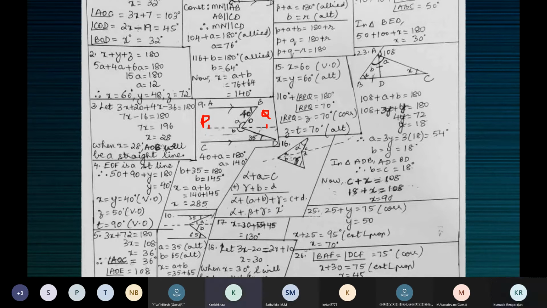Ma'am, I got the same answer. X is equal to 285. Okay, yeah. Me too, ma'am. Deepika, are you there? Deepika? Shivani?